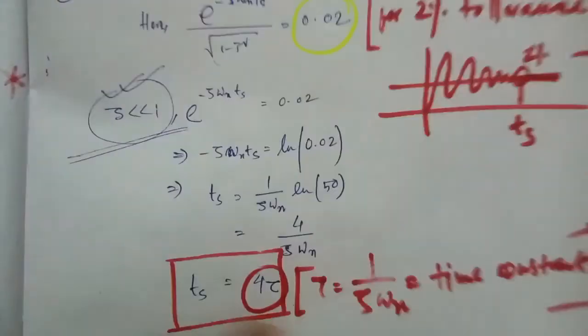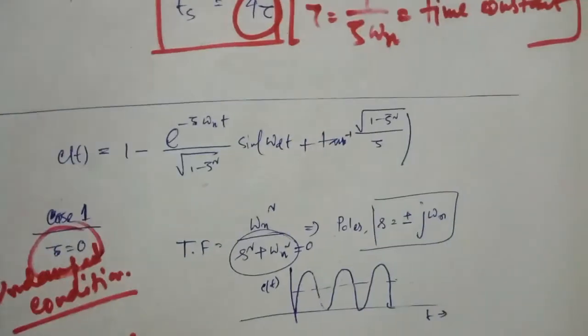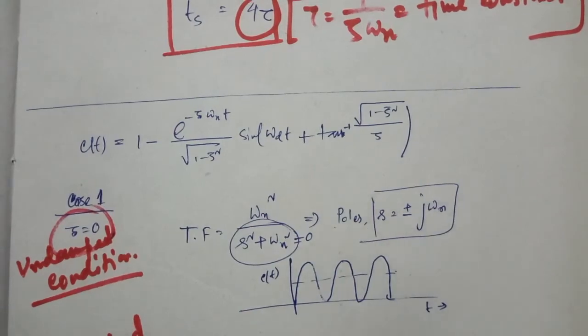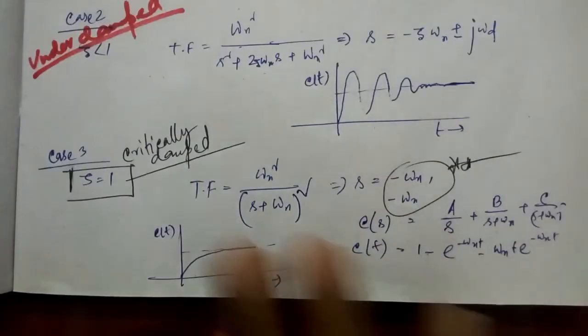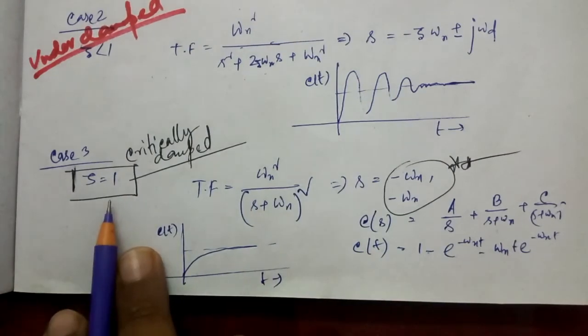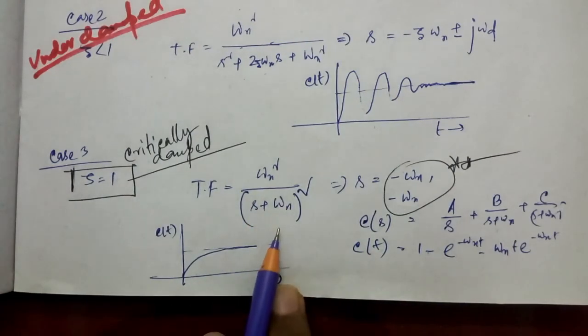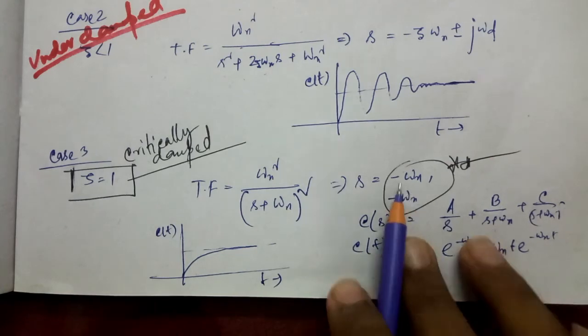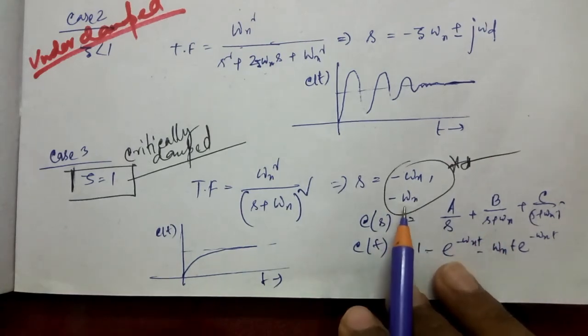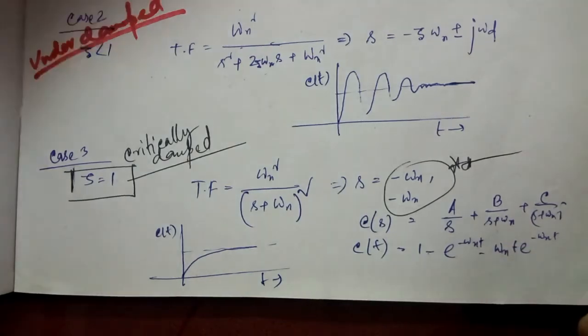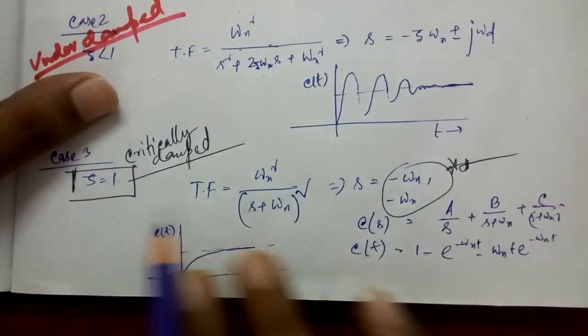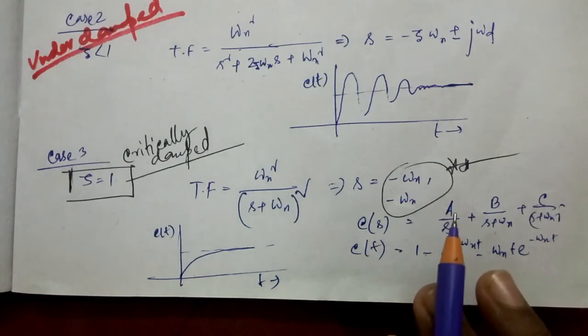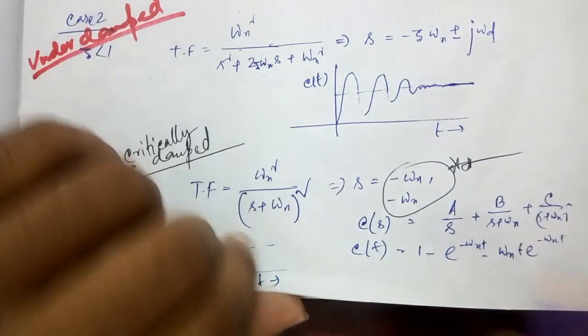I have told you that when zeta is equal to 1, the transfer function is this one, and we'll get a pole at minus omega n and also another pole at minus omega n, meaning two poles at the same location. So like this, for different values of zeta, I am plotting the poles, right? So two poles are at minus omega n.